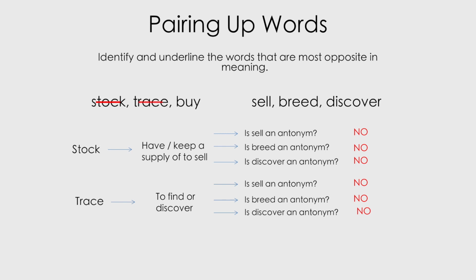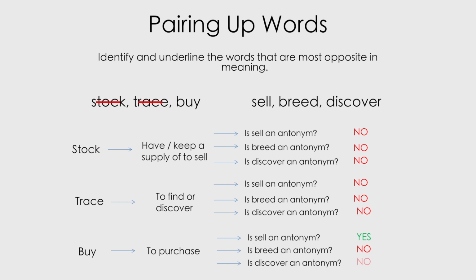It must be our last word in the first group, and it should be paired with one of the words in the second group. Buy, to purchase. Is sell an antonym? Yes. So you can buy something or you can sell something. They mean the opposite. If you buy something, you purchase it. If you sell it, you are offering it to someone to purchase. Breed an antonym? No. Is discover an antonym? No. So our 2 words are buy and sell.